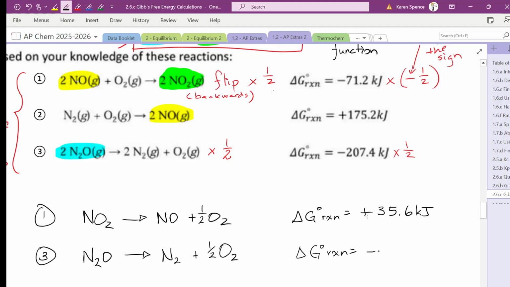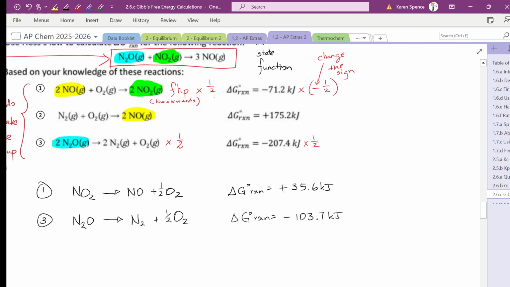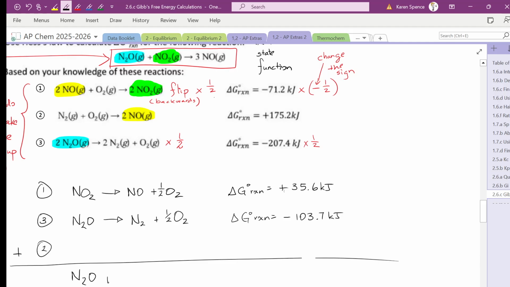And we get negative 103.7 kilojoules. Now we want this whole thing. I'm gonna have reaction 2 in here as well. We want this whole thing to add up to N2O plus NO2 goes to 3NO.